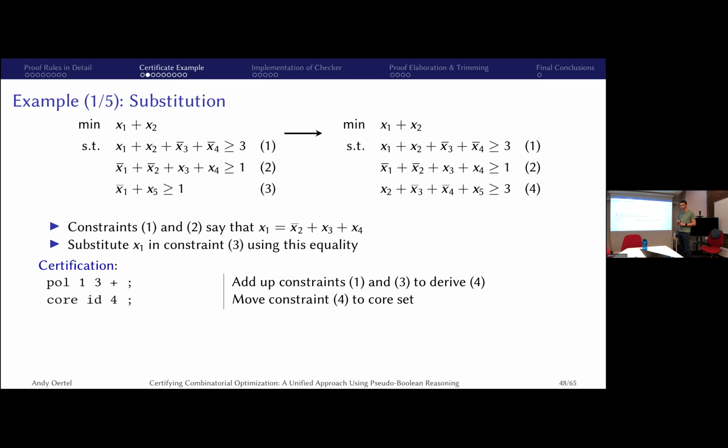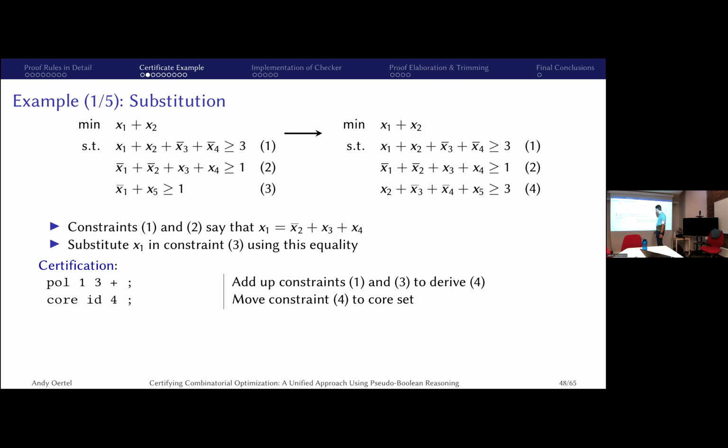To do this, we can use cutting planes, and to use cutting planes, we have this pol rule. With this pol rule we write down the cutting planes derivation in reverse Polish notation. So you're first writing down the operands and then popping from the stack when you have an operator. Here, for example, this means that we take constraint 1 and constraint 3, and then add them together to derive constraint 4, and this is basically just how we do substitution.